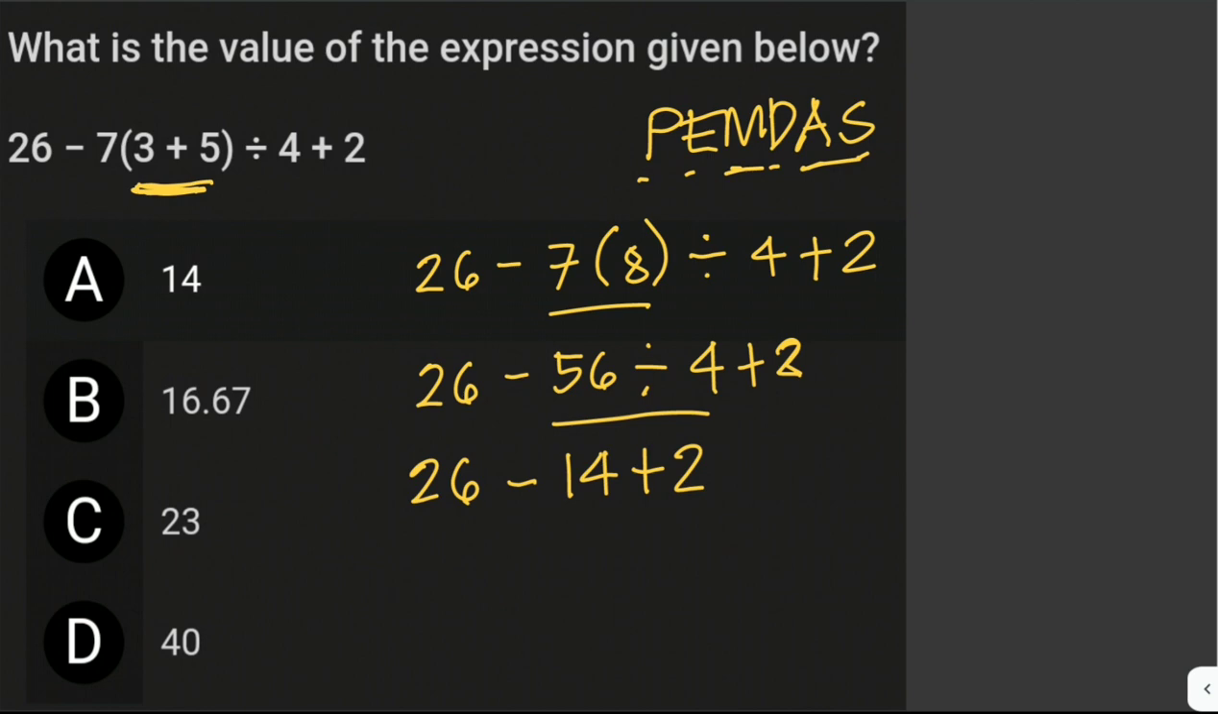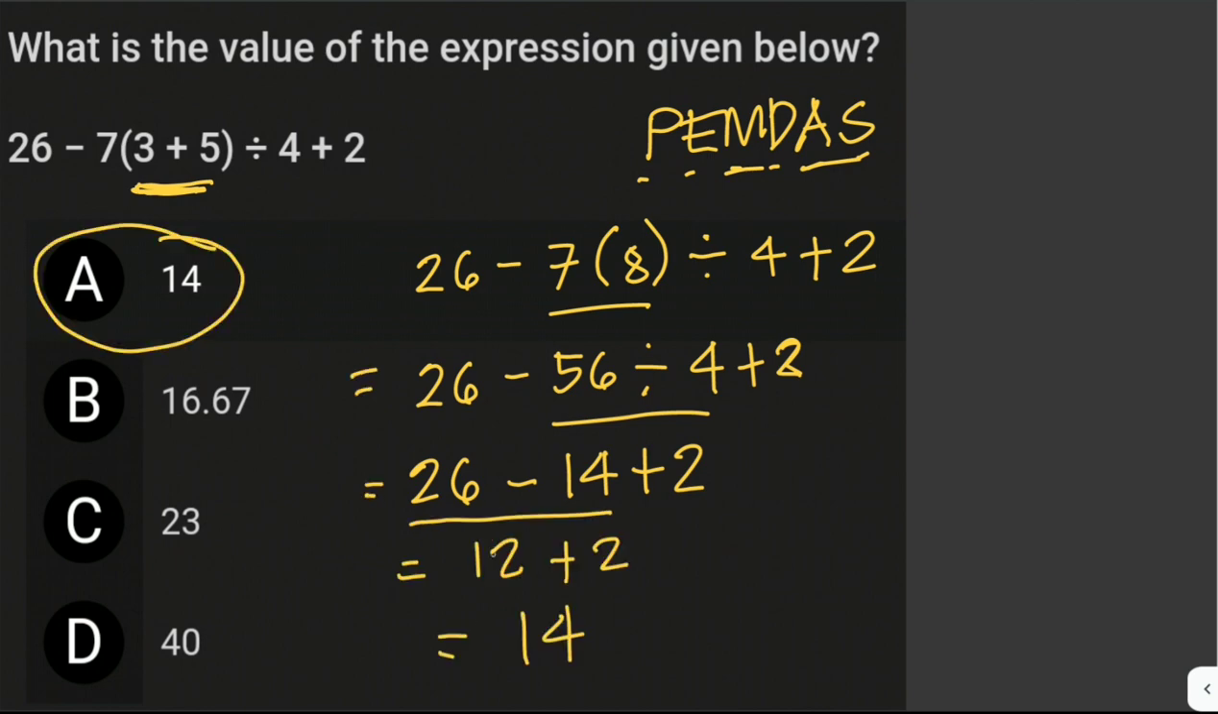26 minus 14 plus 2. So this is 12 plus 2 equals 14. Our answer here is letter A.